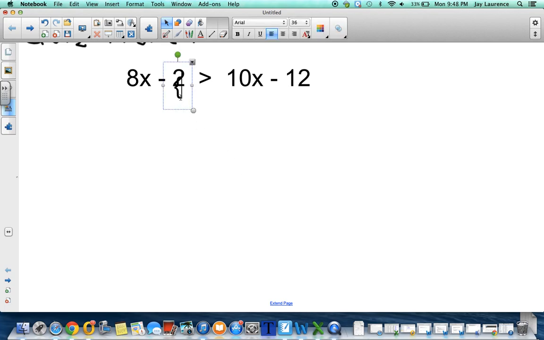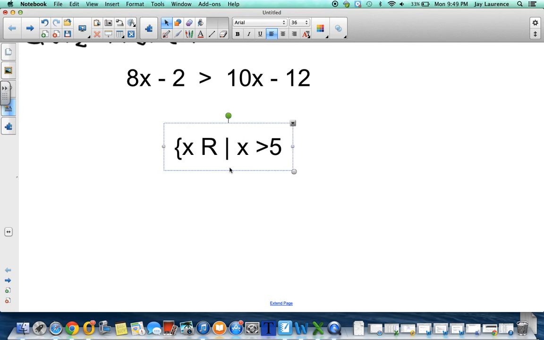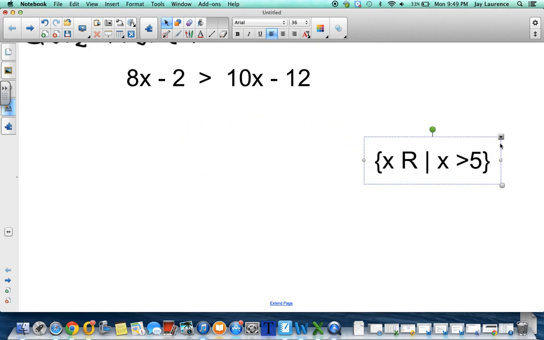Oops, let me move him down. We use this guy and state that x is any real number such that, and then you tell me, like x is greater than 5. Of course, this is not the solution. I am just giving an example. So this is the second way you need to do it. And the third way you'll need to do it is on a number line.